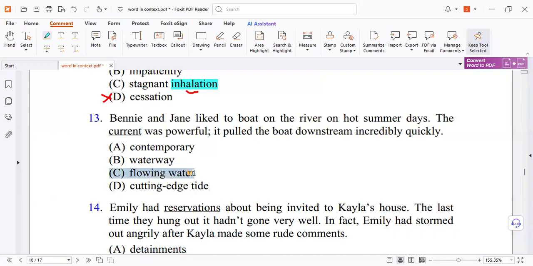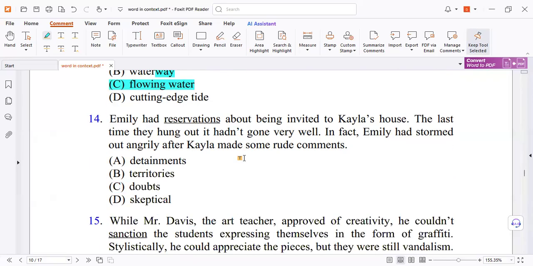So flowing water, correct. Here we are talking about the way, but flowing. So the water which was flowing. This means a current, correct? Yes. Correct.